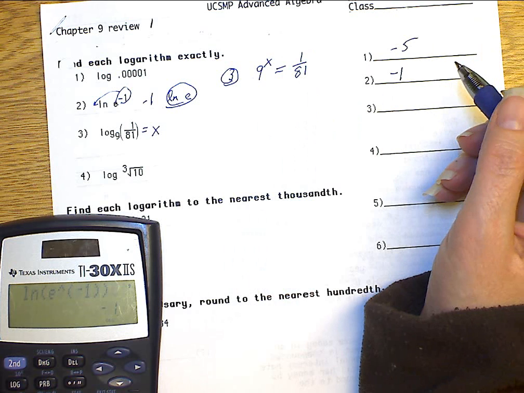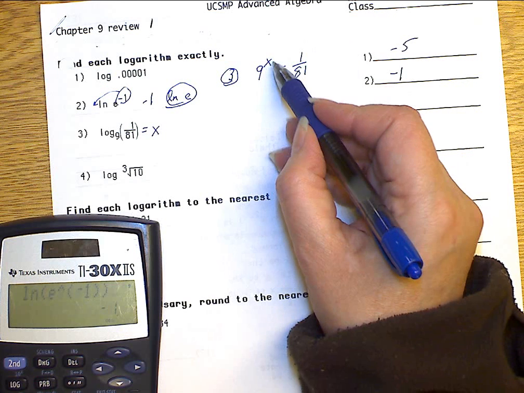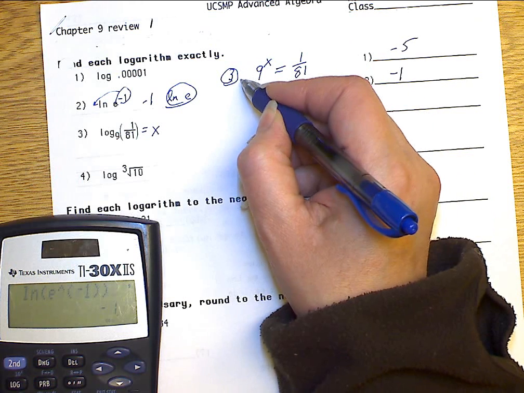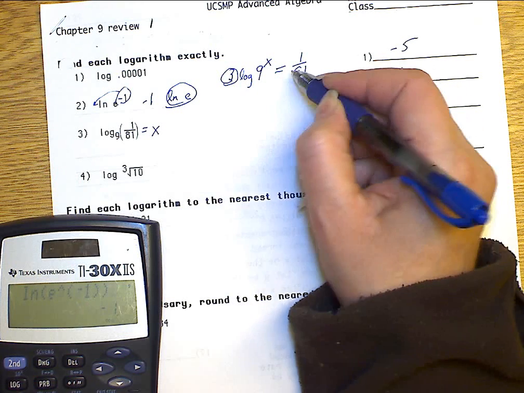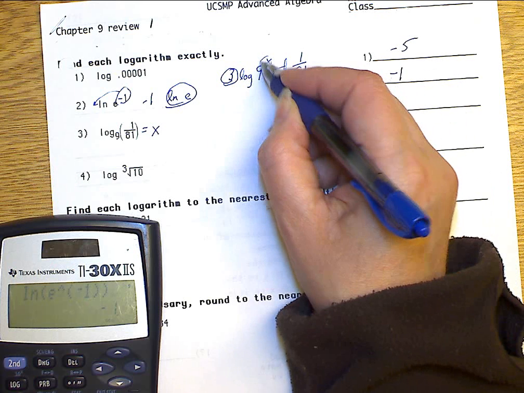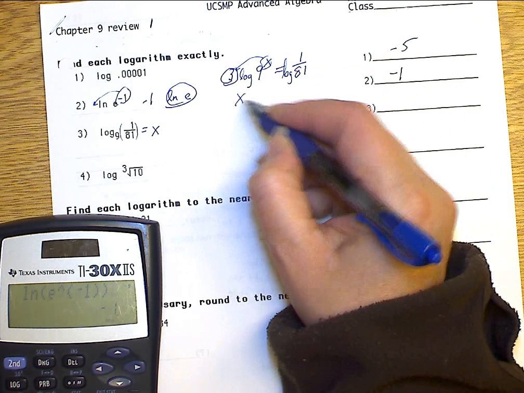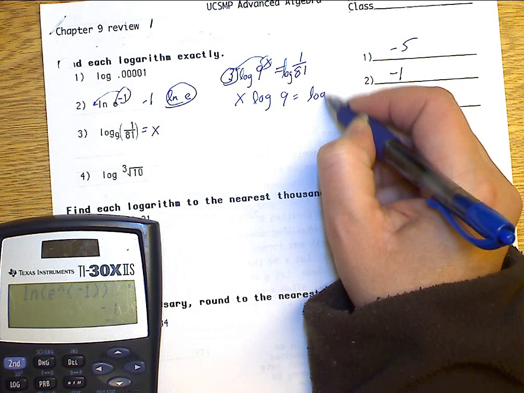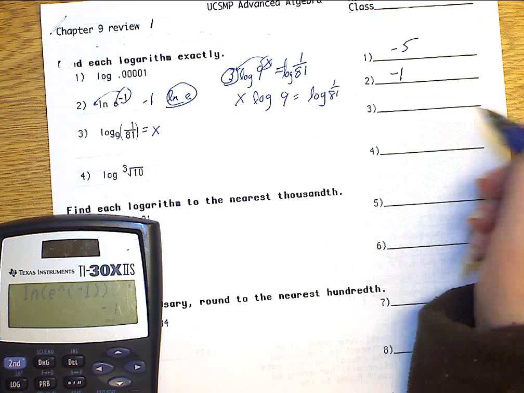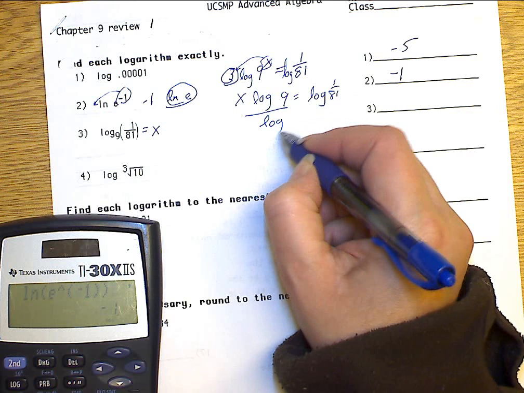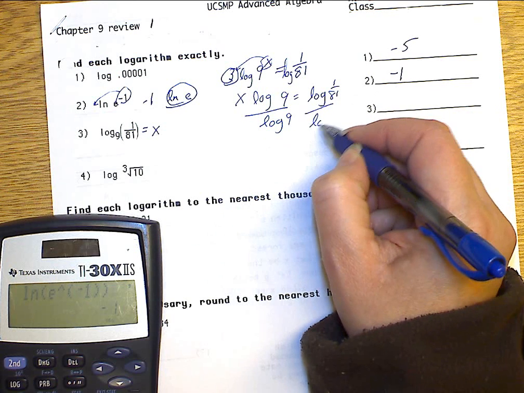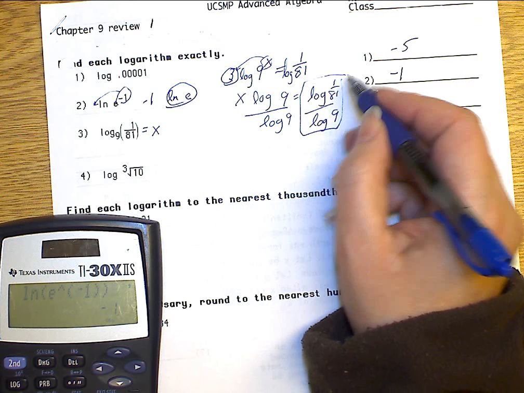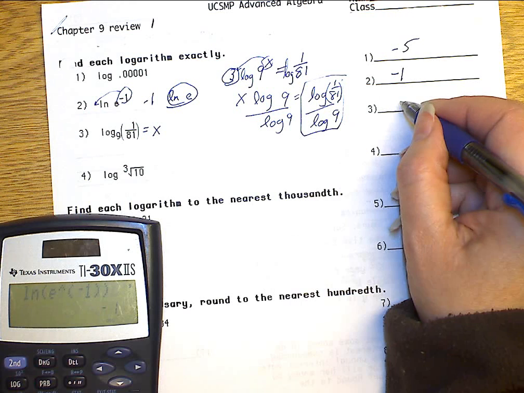What can we do? We have an exponent, a variable, so we need to, yes, log both sides. So I'm going to take the log of both sides. I'm going to bring this x down. So I have x log of 9 is equal to log of 1 over 81, and divide by log 9. I throw this into my calculator, and I get -2.